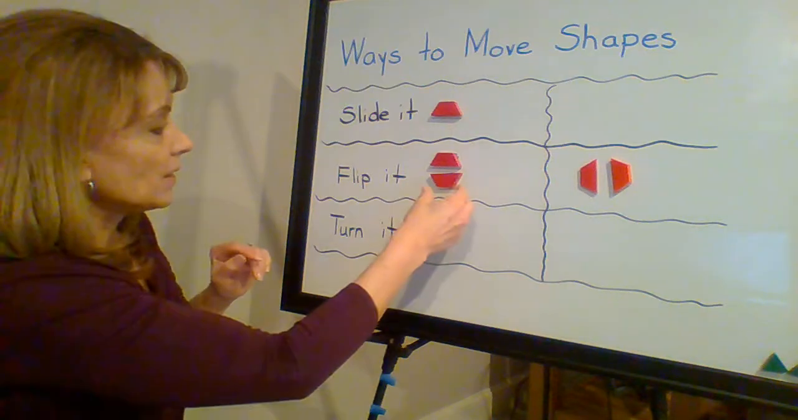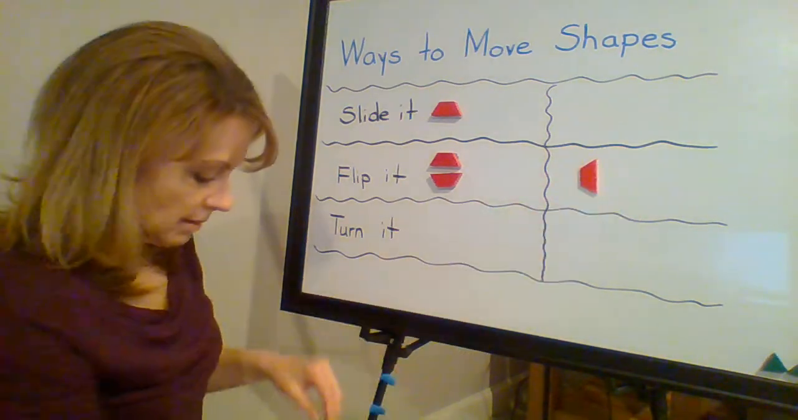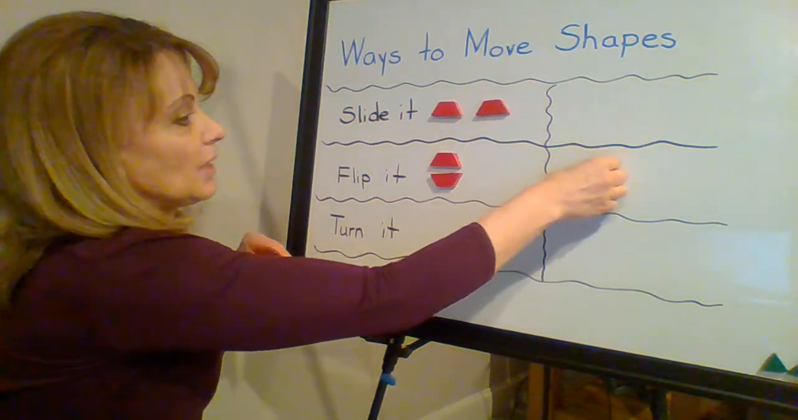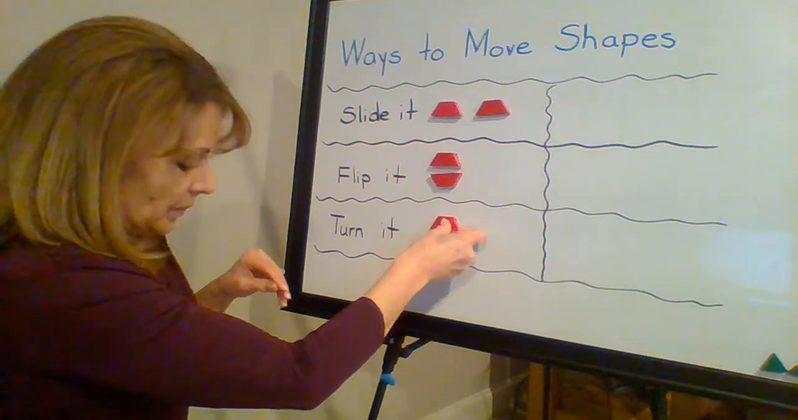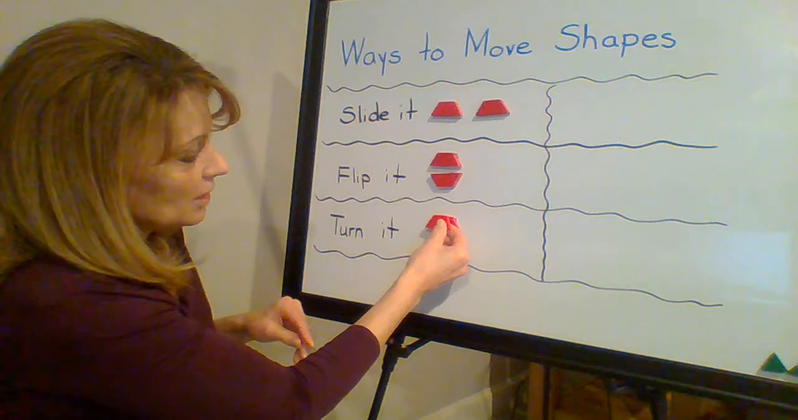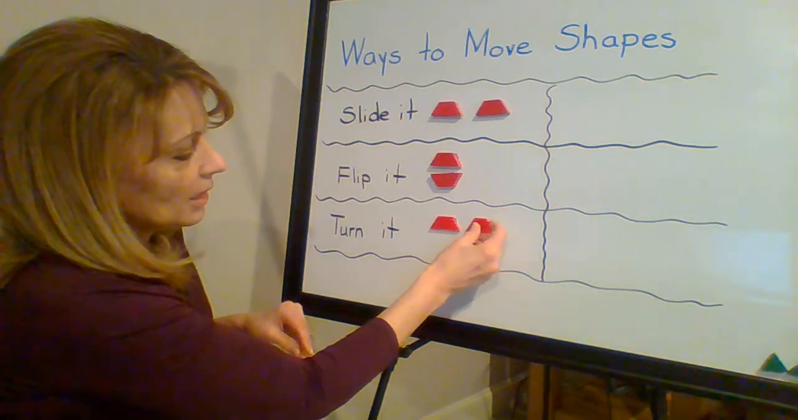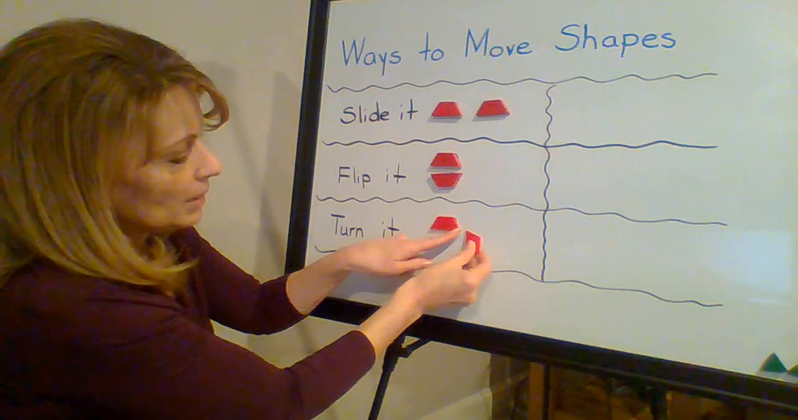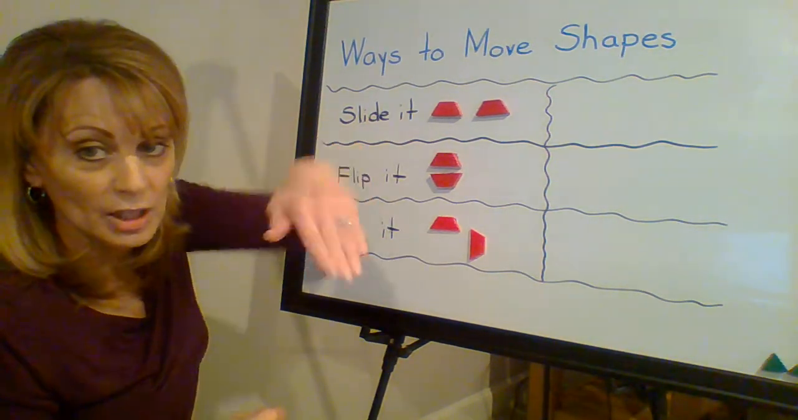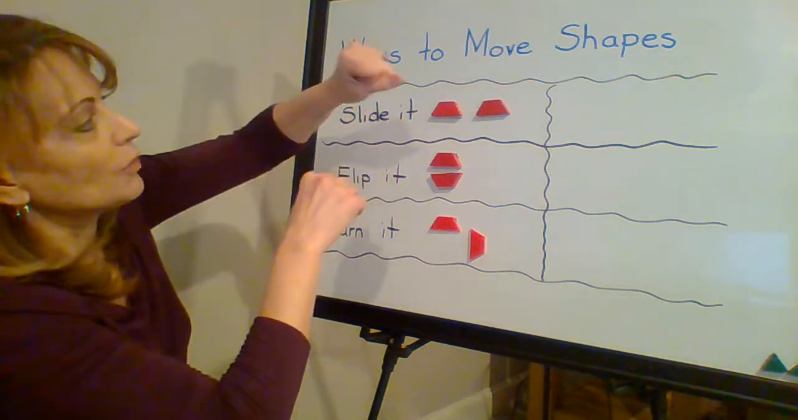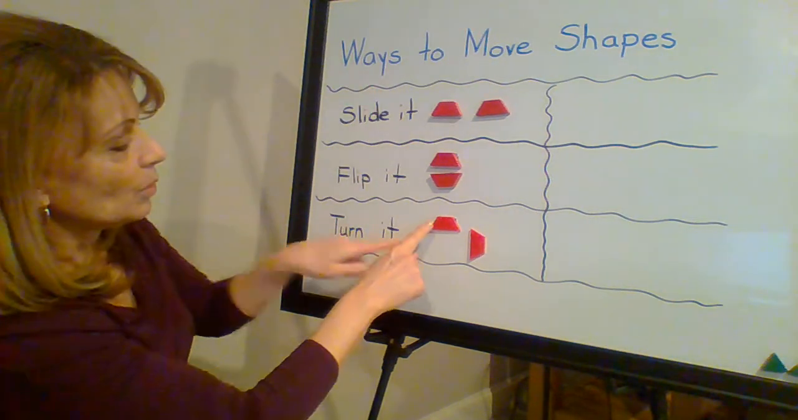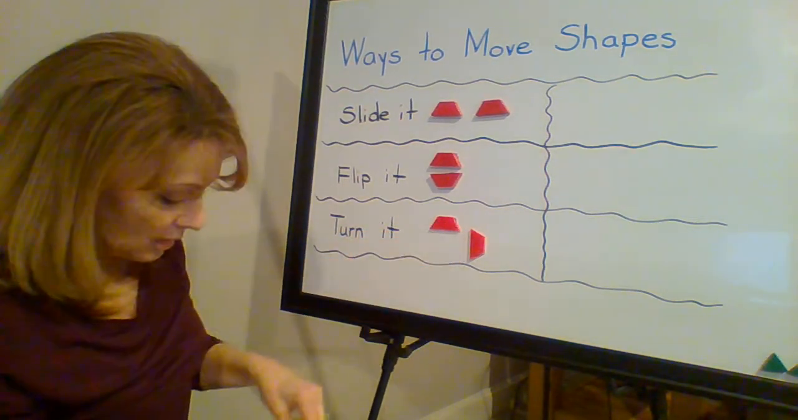Okay? And the last way is to turn it. So this time I'm actually going to change the direction. If it's this way, then this corner will stay the same, and I'm just going to turn it in one direction, but it's going to take one turn. Think about going around a clock. So if it's facing this way, now it's facing this way.